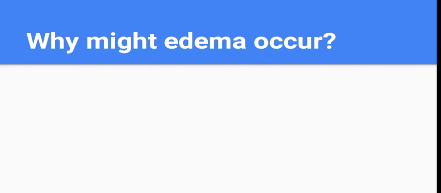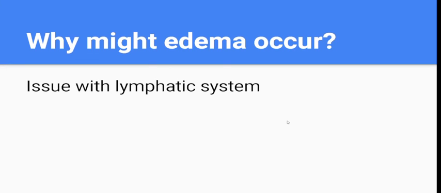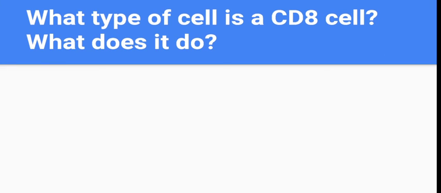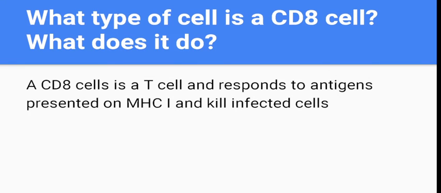Why might edema occur? I just talked about it. Your lymphatic system is involved with fluid regulation, so that's why edema might occur if you have an issue with that. And then what type of cell is a CD8 cell, and what does it do? As I said before, a CD8 cell is a T cell, and that responds to antigens presented on MHC1.